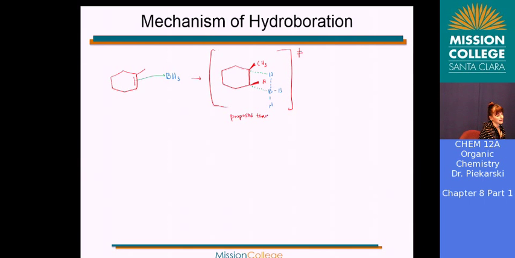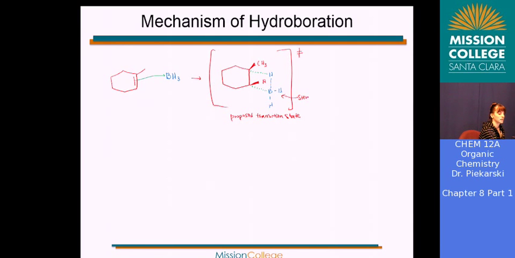Remember, we cannot isolate transition states. We can only use a lot of experimental evidence and theory to help support it. But basically what we're saying is that there's a cyclic intermediate, or organoborane intermediate, kind of forming here, and that the BH2 is forced to go on the less sterically hindered side. There's no carbocations here. We don't have to worry about that. So sterics plays a role.